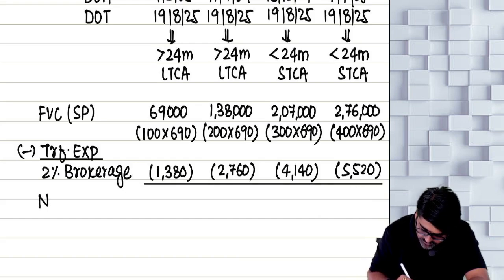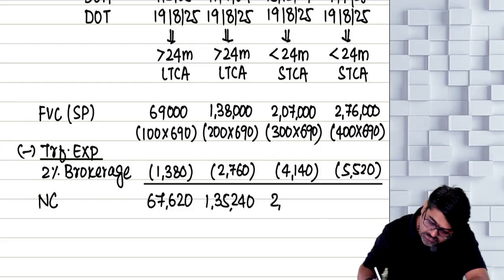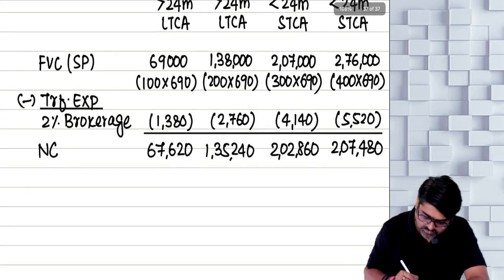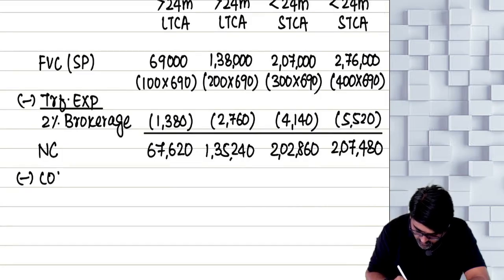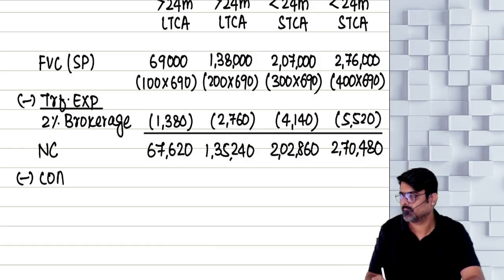Net consideration. First one, 67,620. Next one, 135,240. Next one, 2 lakh 860. Next one, 2 lakh 7,480. Everyone getting this or not? So from this net consideration I will reduce 2,70,480. Is it okay? Okay.